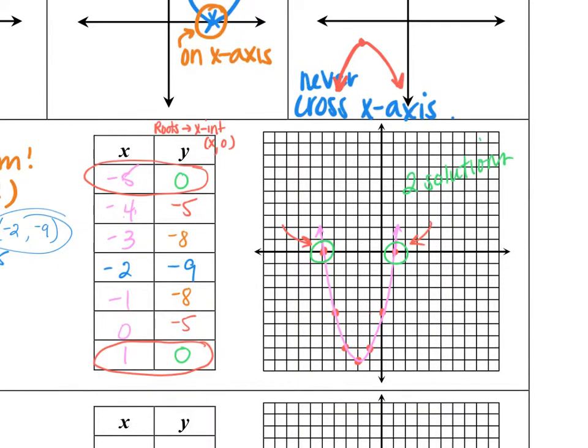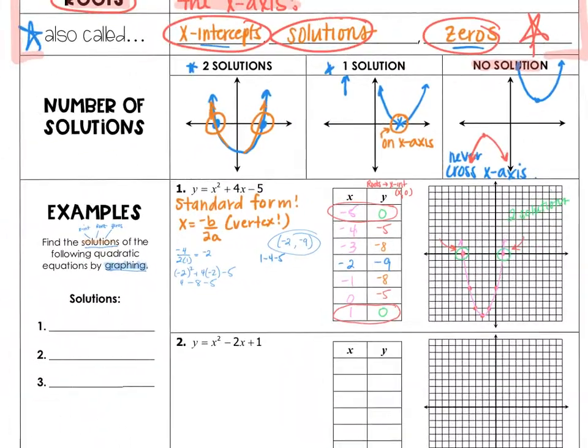And the way you say the solutions, well, the solutions, the x-intercepts, the roots are x equals -5 and 1. So -5 and 1 are the two solutions for x squared plus 4x minus 5. And then sometimes you'll see them in braces just to show that those are two answers. But you can also write -5 and 1 in words.